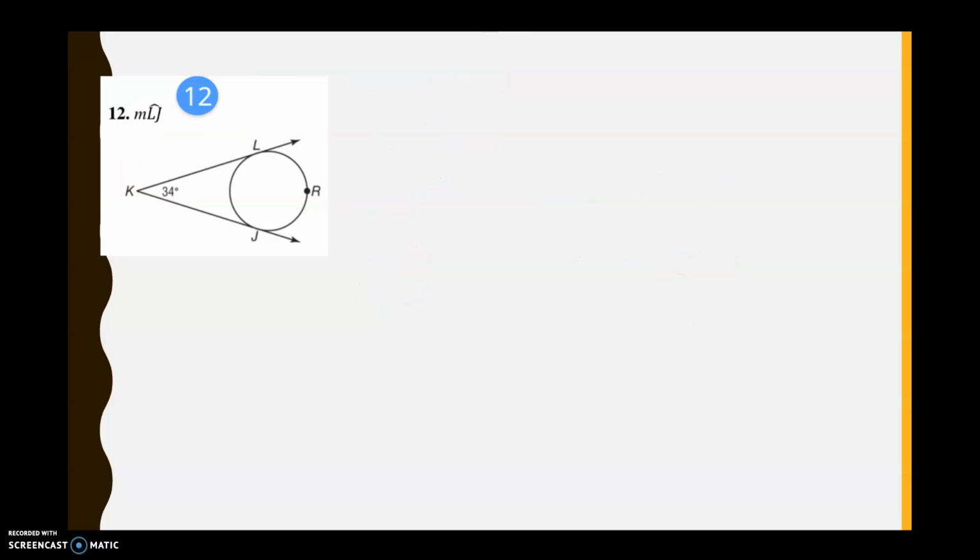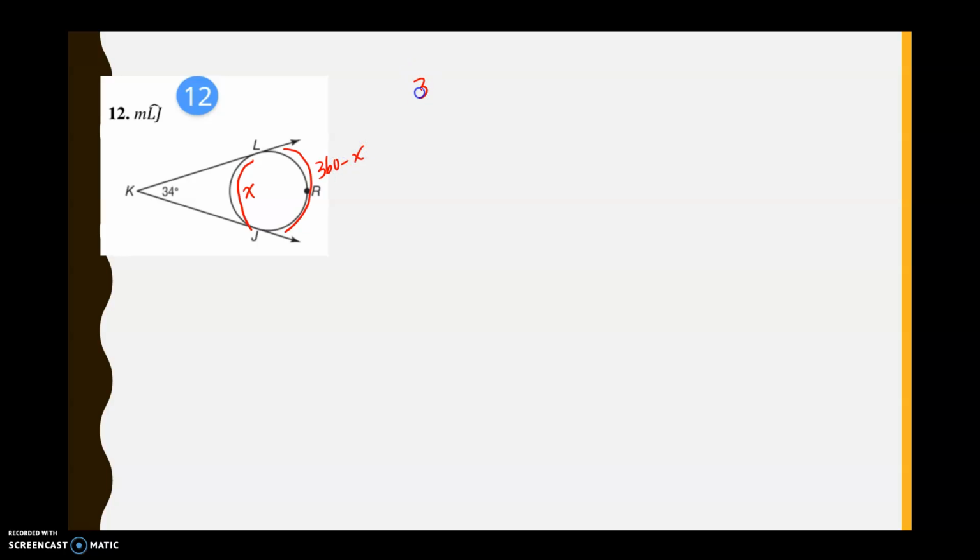For number 12, same idea. You have your outside angle, but you don't know the values of these two arcs. Together, they do need to add to be 360. So we're going to call your little arc x. And the big arc is going to be 360 minus x.